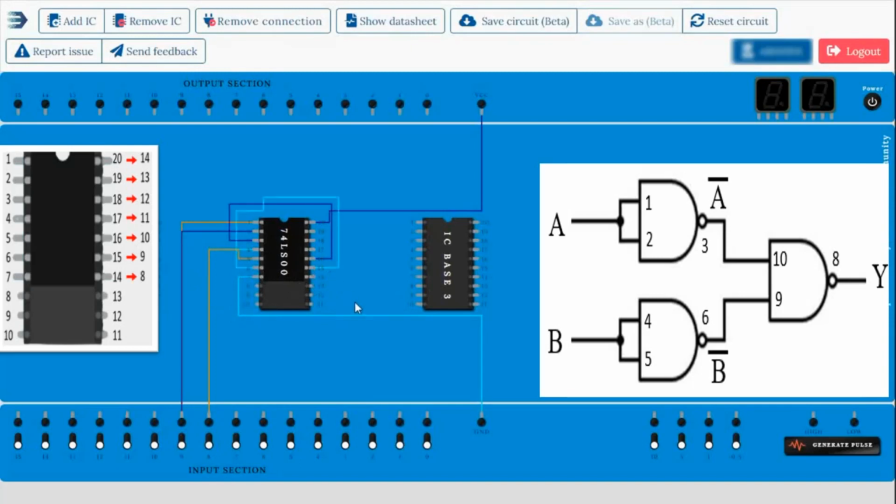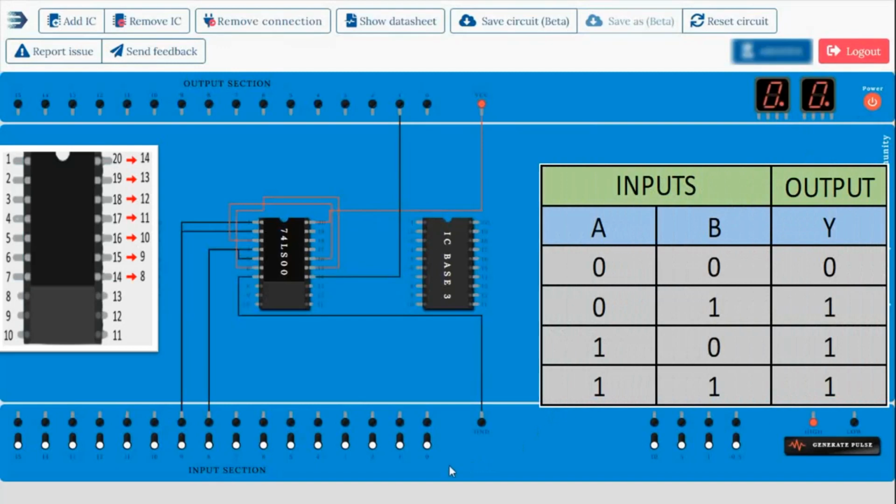Final output will be taken from third NAND gate. So here pin number 8 means pin number 14 in the IC base. So output taken from pin number 14. Now power on the circuit and we have to verify the truth table of OR gate.